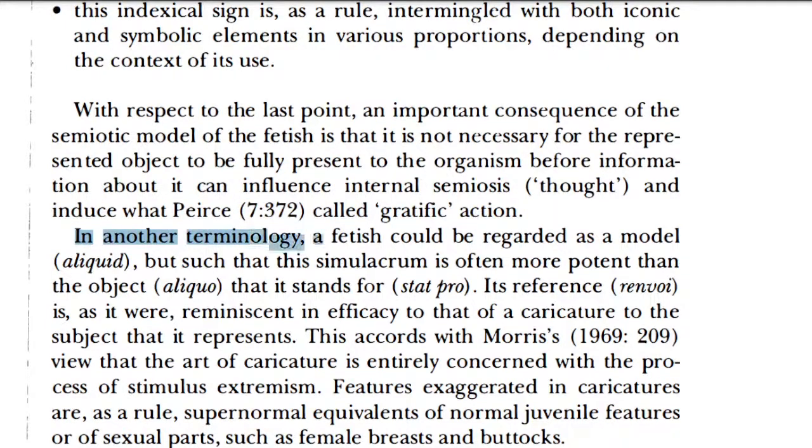In another terminology, a fetish could be regarded as a model, a liquid, but such that this simulacrum is often more potent than the object, a liquo. Wow. That it stands for, stat pro. Its reference, renvoi, is, as it were, reminiscent in efficacy to that of a caricature to the subject that it represents. This accords with Morris's.